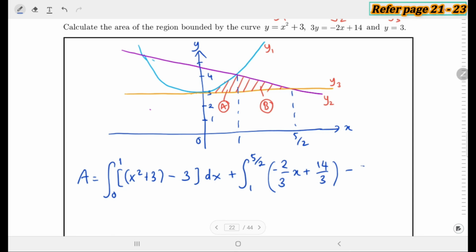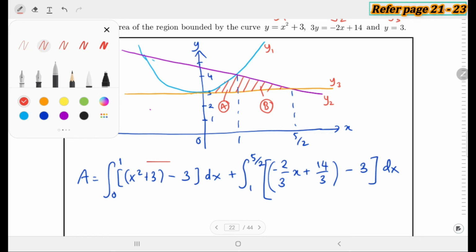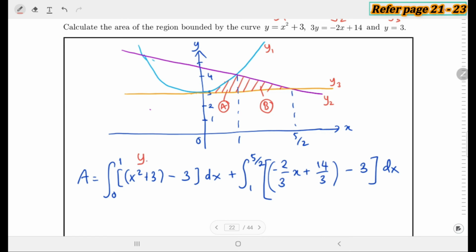We'll subtract 3. So let's rewrite it. Here the blue one is y1 minus y3, upper minus lower function. On this side, part B, this one is y2 minus y3. This step is the most essential part to find the area. If you get them wrong, then everything after this will be wrong. So make sure they are correct. Upper minus lower, upper minus lower, if we are referring to the x-axis.